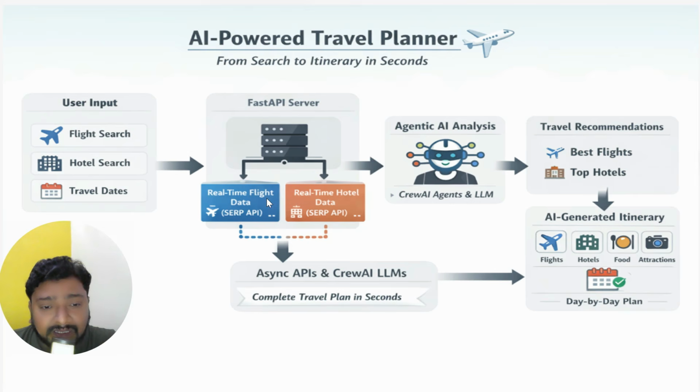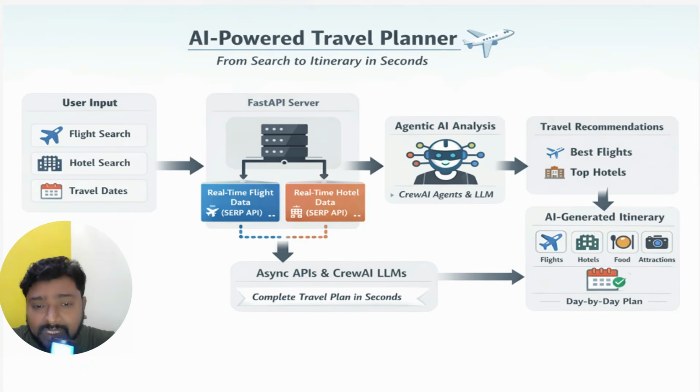real-time flight data using SerpAPI and real-time hotel data using SerpAPI. So here it will search the live travel data from the external source using SerpAPI. We use Google Flights through SerpAPI for the flight options, and Google Hotels through SerpAPI for the hotel listings. This ensures that the data is up to date, with the prices, availabilities, and details.